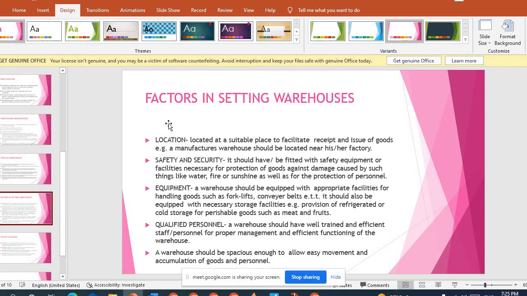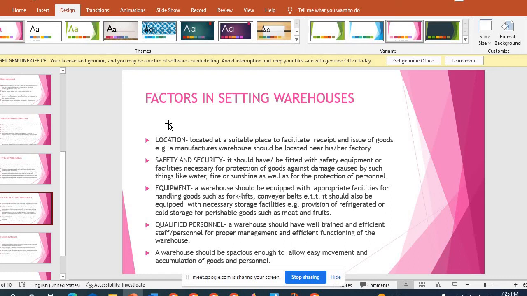Then the last thing that we are going to learn today is factors you consider while setting up a warehouse. The first factor is location. The warehouse should be located in a suitable place to facilitate receipt and issue of goods. And then safety and security. It should be fitted with safety equipment or facilities to enable protection of goods against damage caused by such things like water, fire, or sunshine.